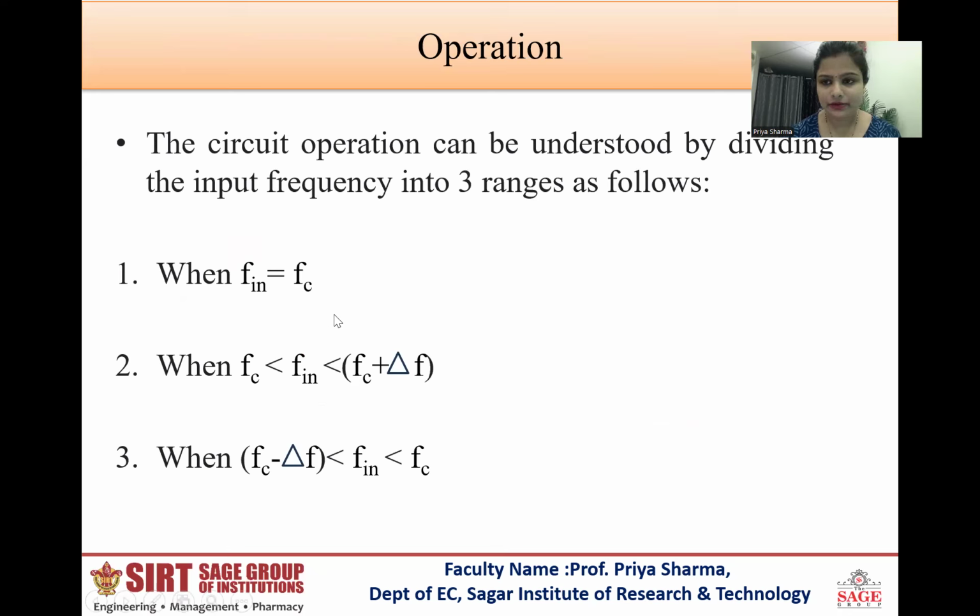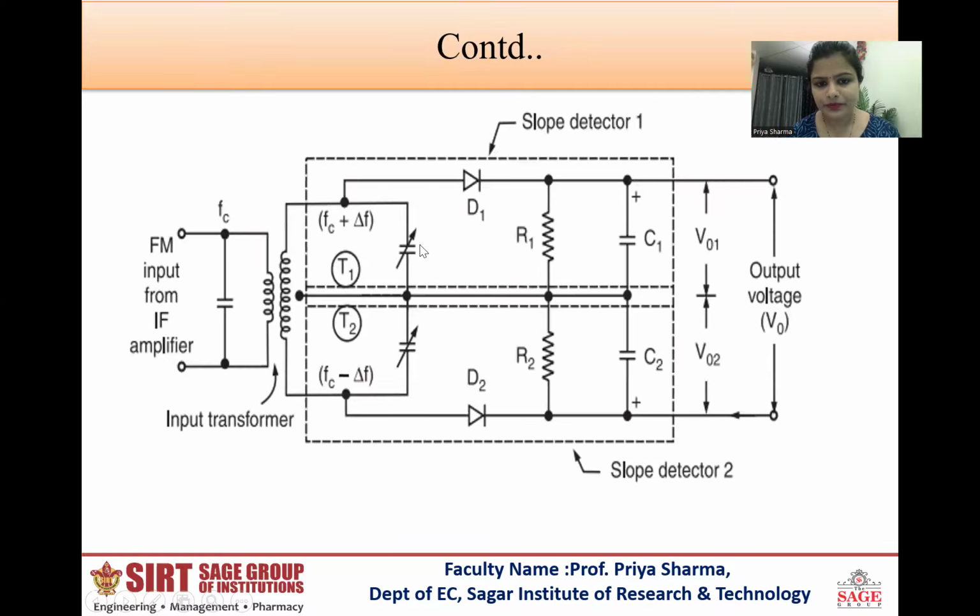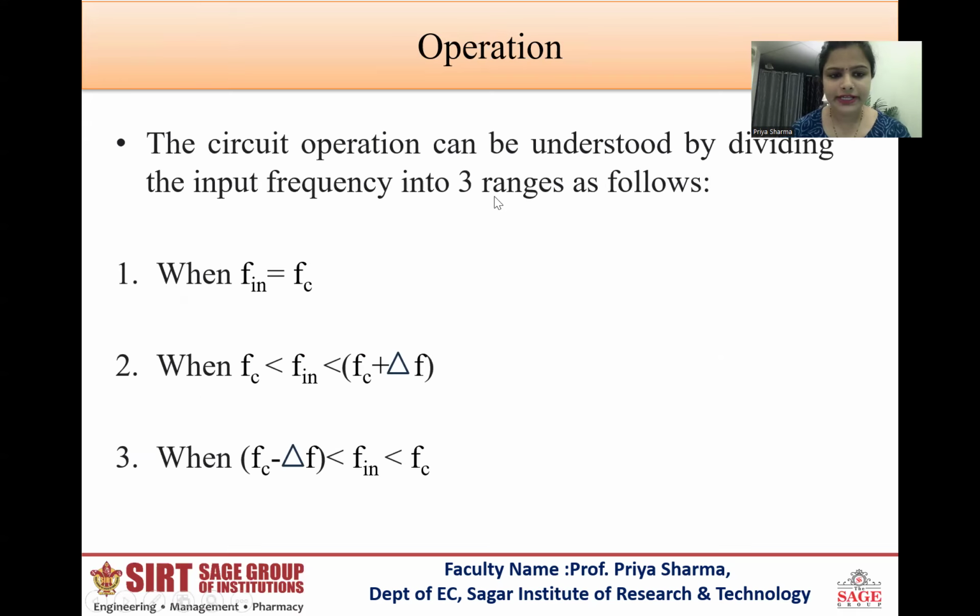That is, when the input frequency is equal to the carrier frequency, when the input frequency lies between the carrier frequency and slightly higher than that, and when the input frequency lies between slightly lower than the carrier frequency and the carrier frequency. Through this diagram I'm going to explain the operation. Coming to the first, when the input frequency is equal to the carrier frequency.